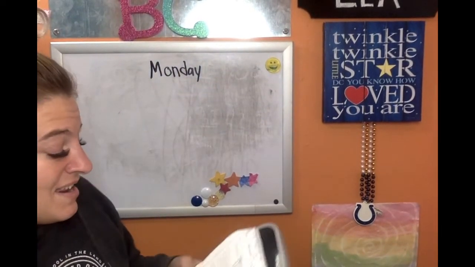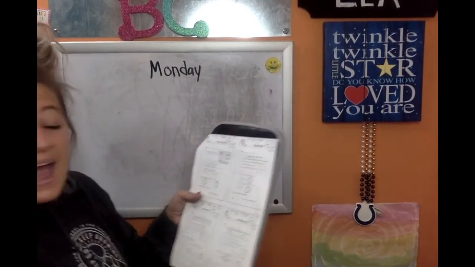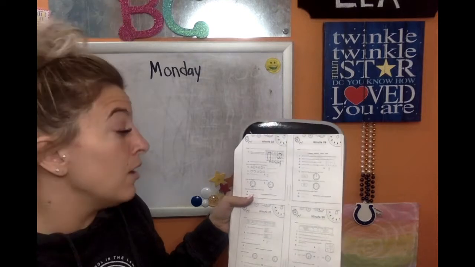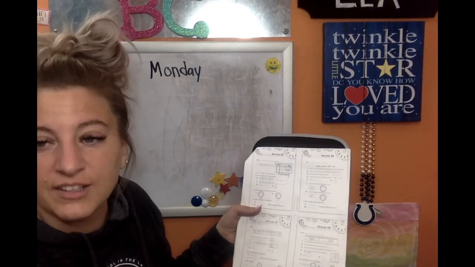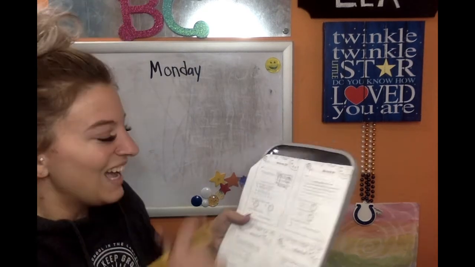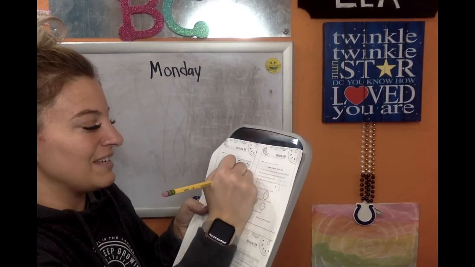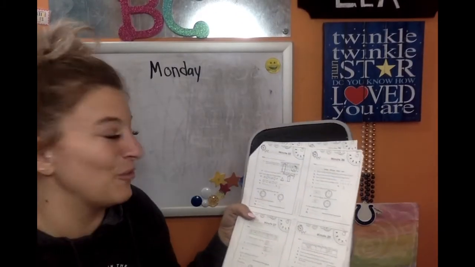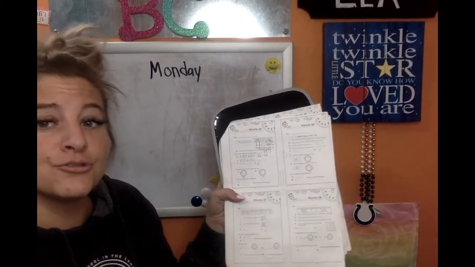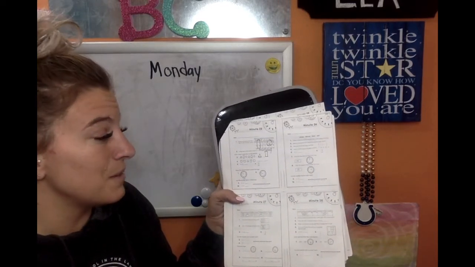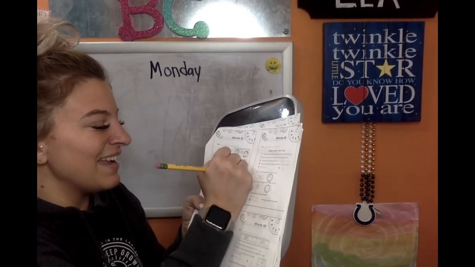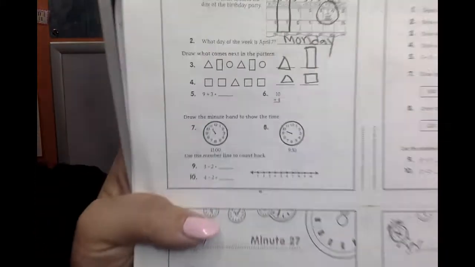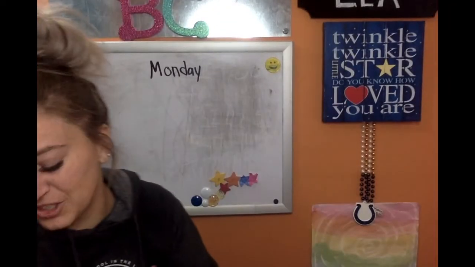Monday. Number 3, we are finding the pattern. We have a triangle, rectangle, circle. Triangle, rectangle, circle. What are the next 2 shapes? A triangle and a rectangle. Good work. Fantastic. Number 4. Square, square, triangle. Square, square. Triangle, square. Good work. You guys are so awesome.